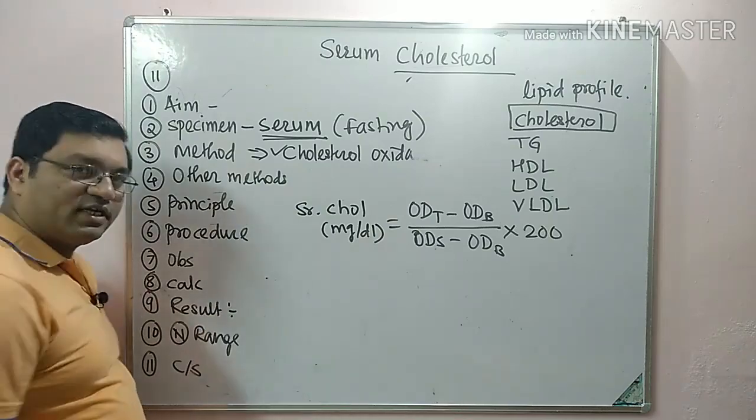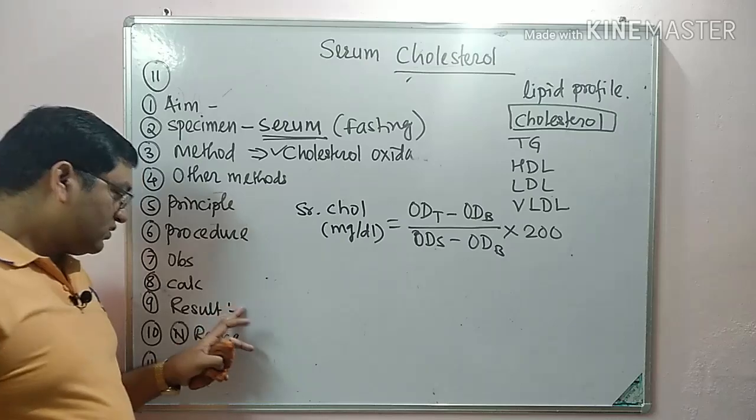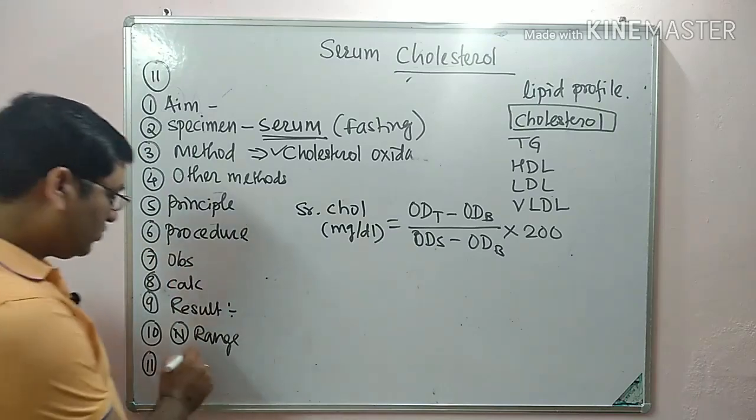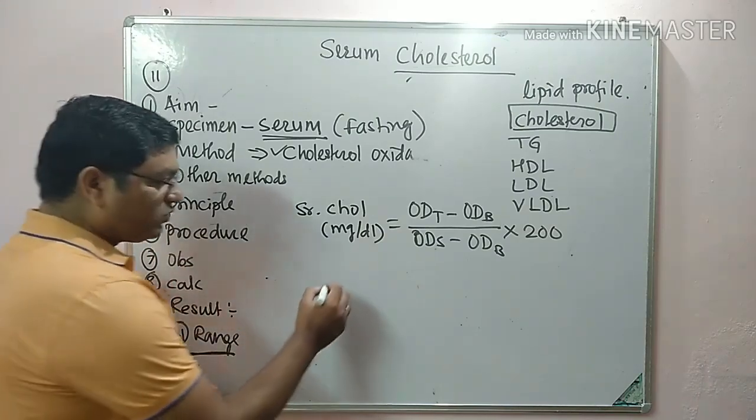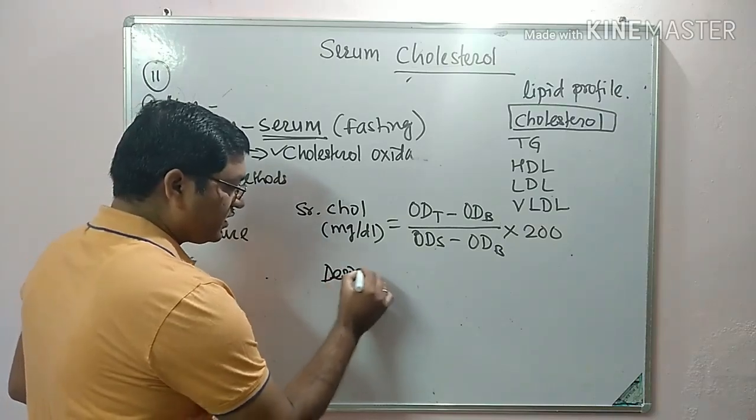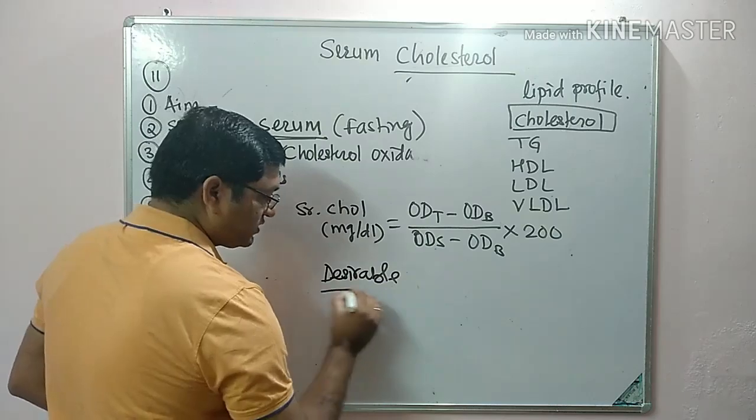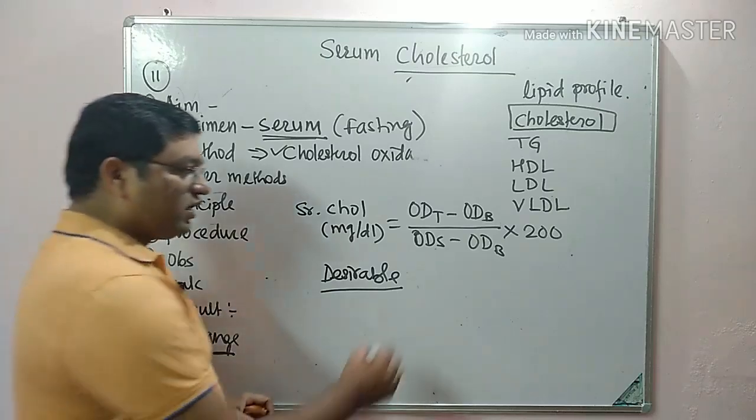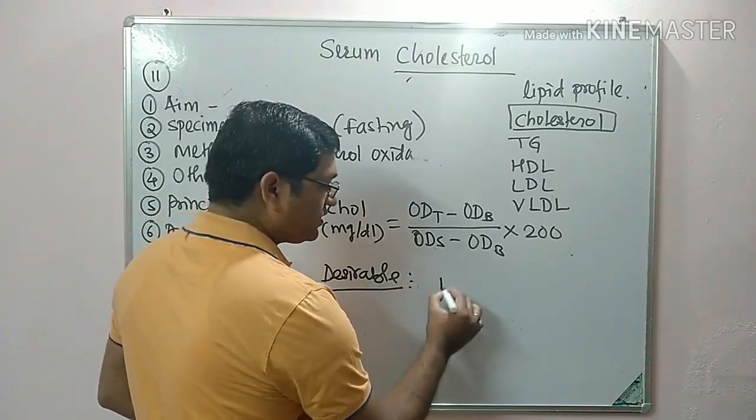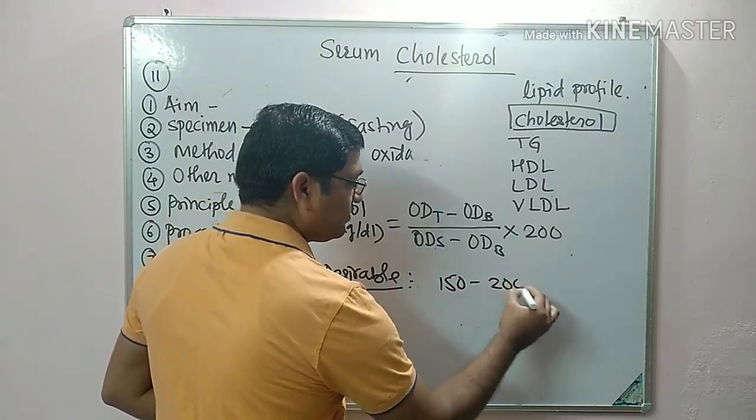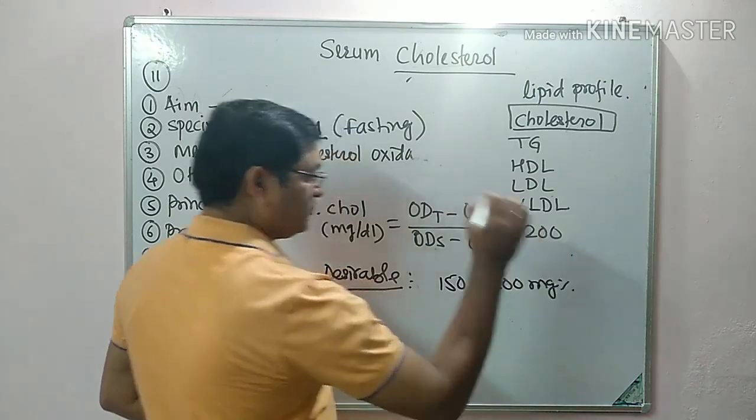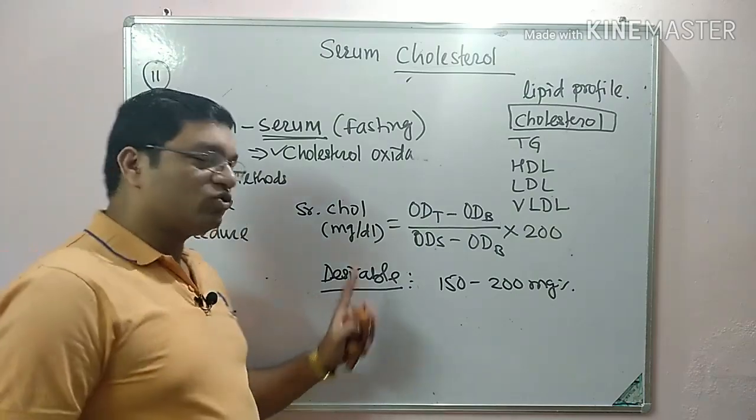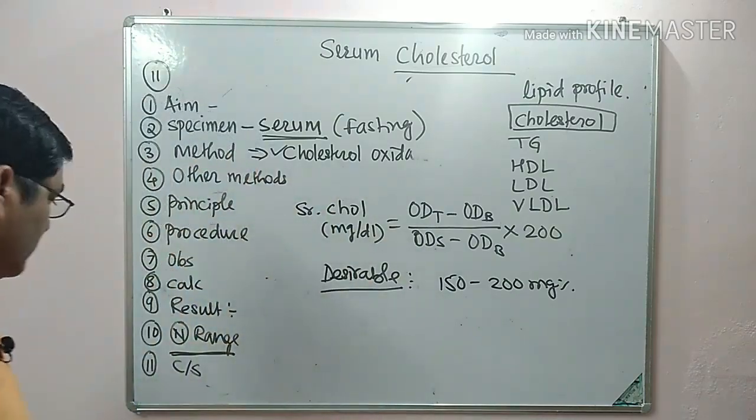Suppose the result is 180 milligram %. The serum cholesterol level was found to be 180 milligram %. Then coming to the normal range, it is known as the desirable cholesterol level by the National Cholesterol Education Program, NCEP. The desirable cholesterol level should be less than 200, meaning the range is 150 to 200 milligram % or milligram per deciliter. It should be below 200 milligram %.